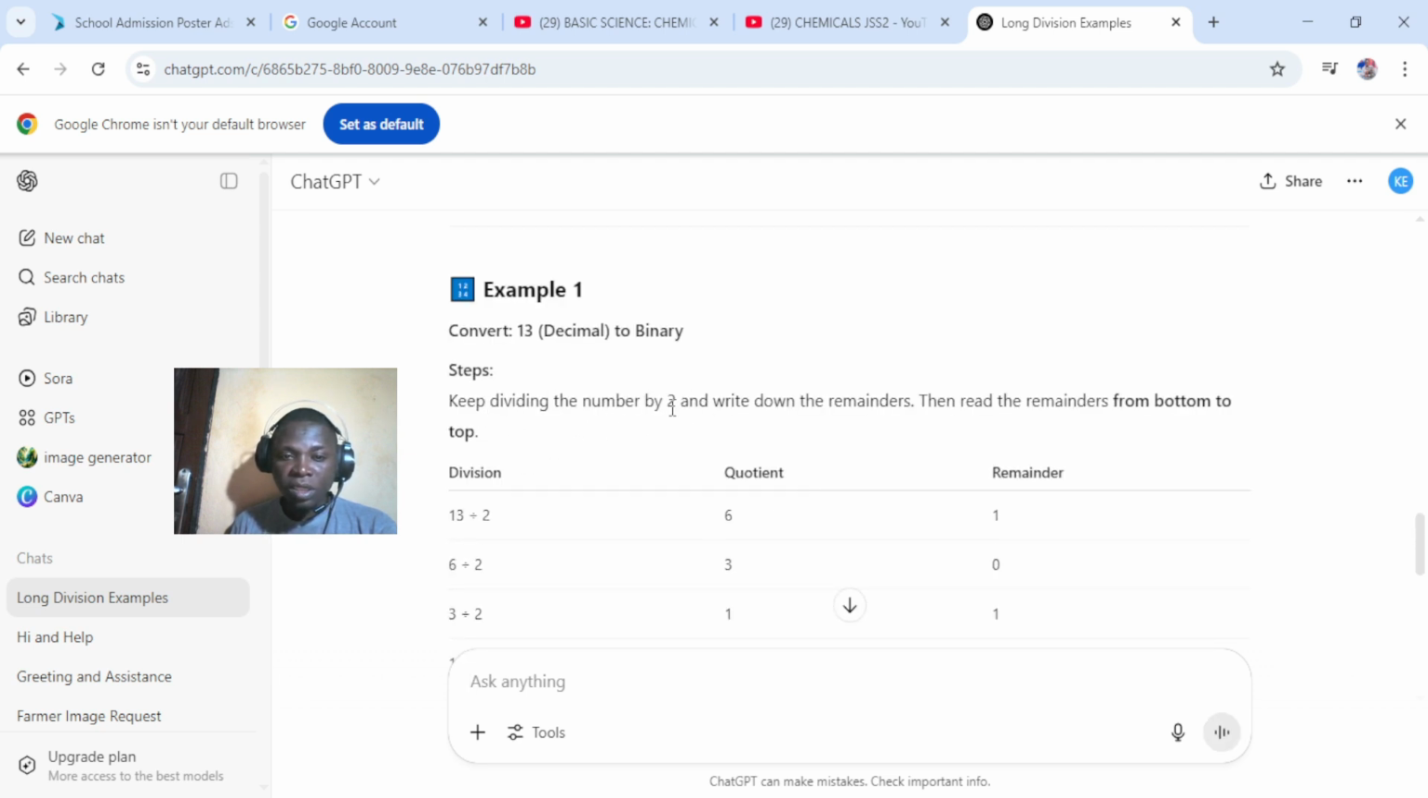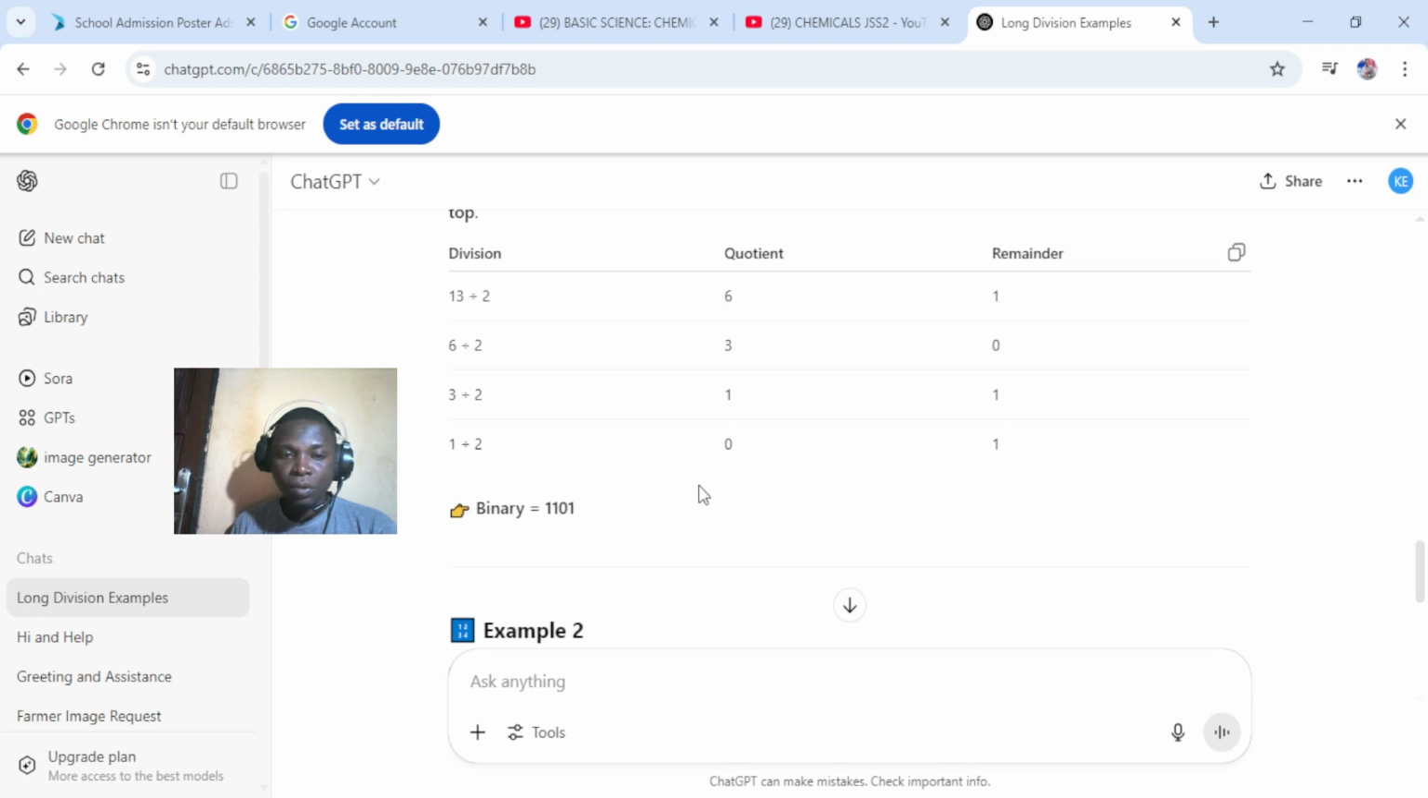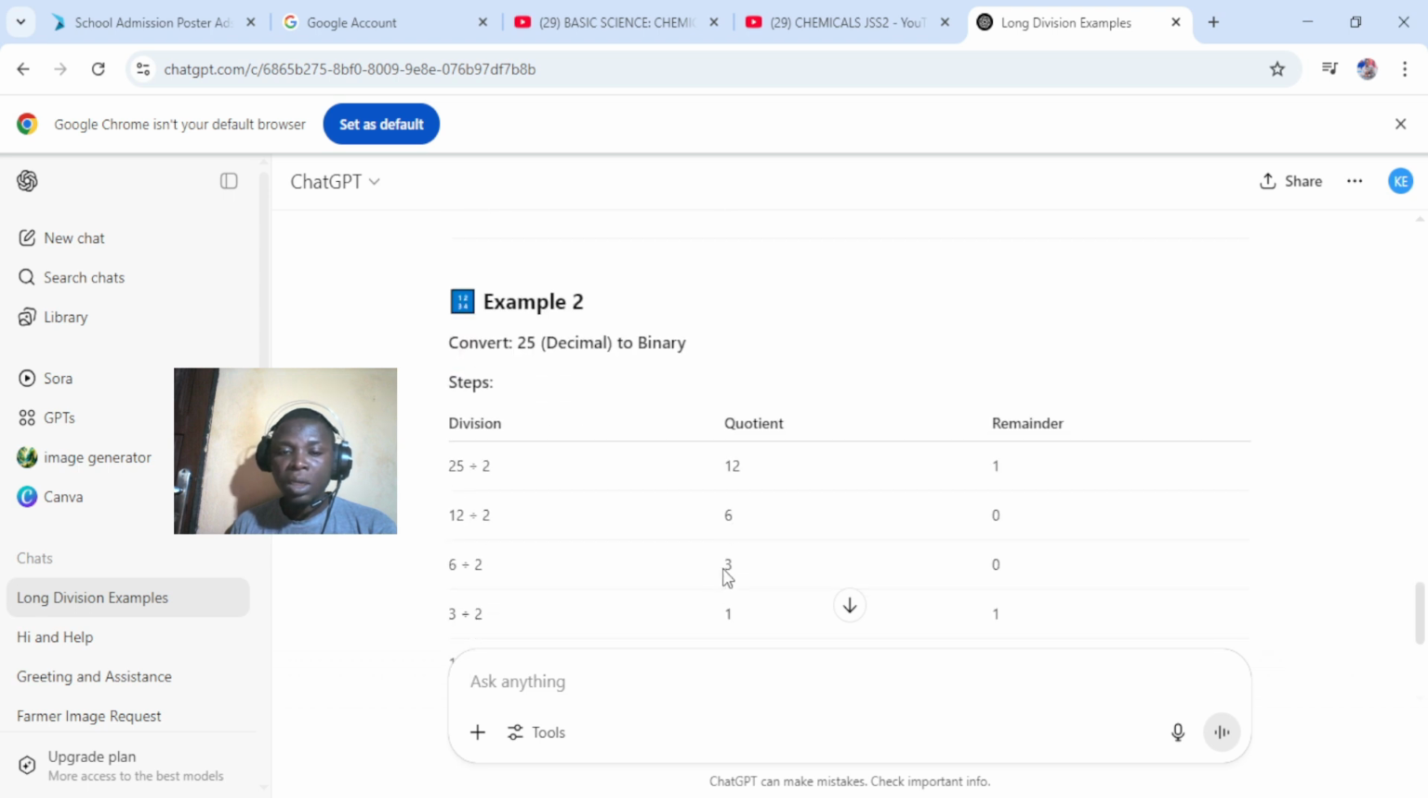So keep dividing the number by 2. Example 1, convert 13 decimal to binary. Steps: keep dividing the number by 2, write down the remainders, then read the remainders from bottom to top. That's simple. So this is it. 13 divided by 2 is 6, remainder 1. Then you bring the 6. 6 divided by 2 is 3, remainder 0. Then you bring the 3. 3 divided by 2 is 1, remainder 1. Then you bring the 1. 1 divided by 2 is 0, remainder 1. So you take the answers from bottom to top. Your binary number is going to be what? 1101. Look at example 2.